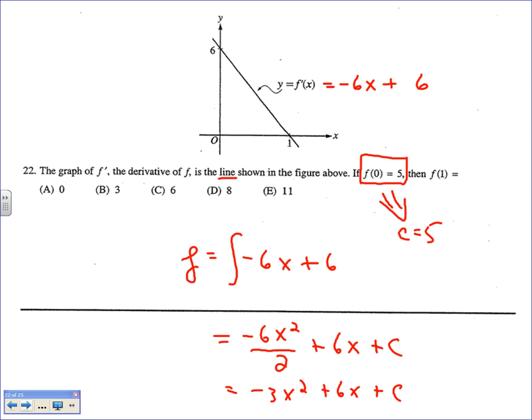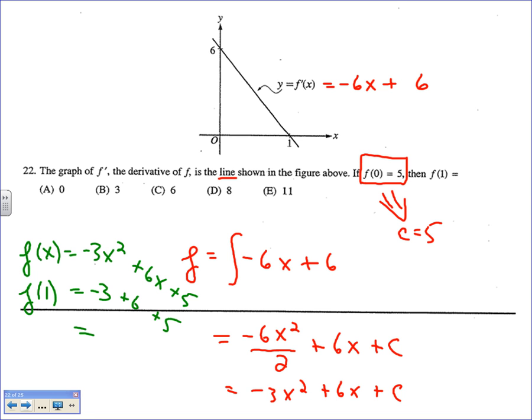So if c is in fact 5, we can now go through and say, if f of x is indeed -3x squared plus 6x plus 5, we can put in our 1 and make a calculation. So we get -3 plus 6 plus 5. That's 11 minus 3 or 8. So letter D is the answer to number 22.